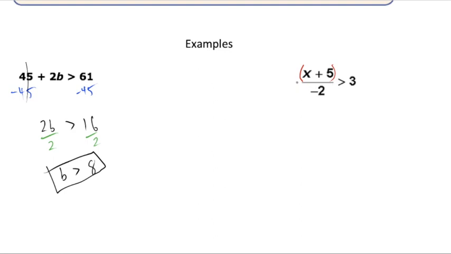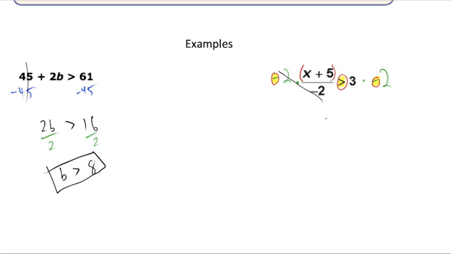So the opposite of division is multiplication. So I'm going to multiply both sides by a negative 2. I just said I am multiplying by a negative 2, so that means I need to change this sign. Let me put them in highlighters. Because I am multiplying by that negative 2, I need to flip the sign.